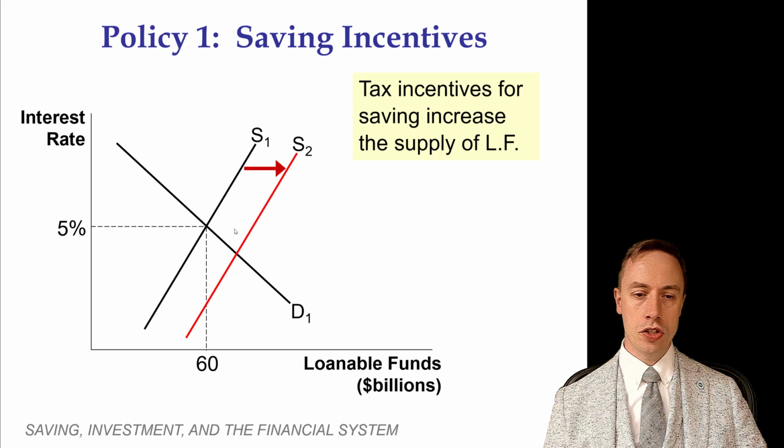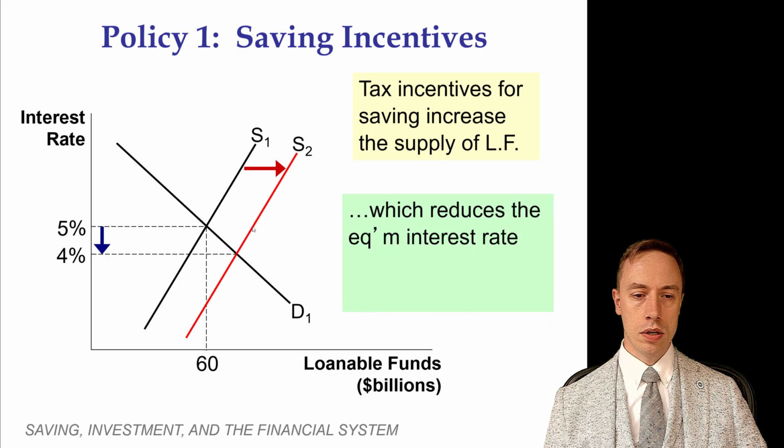That's because nothing has changed for the borrowers. For the borrowers at 5%, they only want to borrow 60 billion, but savers now want to save more than 60 billion. That means there's going to be downward pressure on interest, causing that interest rate to fall until we're back at equilibrium.